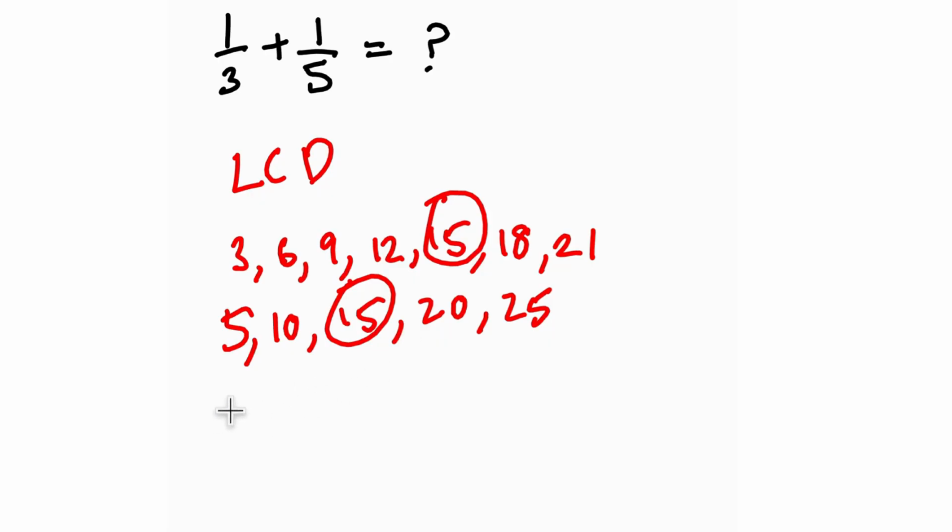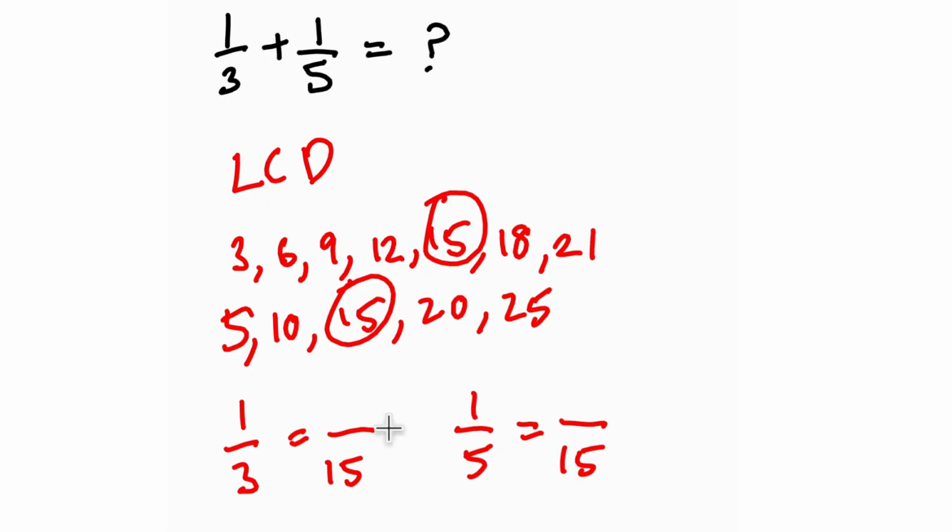So now what we have to do is make both of these fractions with a denominator of 15. So 1/3 is equal to what over 15? And 1/5 is equal to what over 15? So 1/3, 3 times 5 is equal to 15. So we do the same thing on top. 1 times 5 is equal to 5. So 1/3 with a denominator of 15 is 5 over 15. Same thing for 1/5. 5 times 3 is equal to 15. So 1 times 3 we have to do, which is 3. So 1/5 as a fraction with the denominator of 15 is 3 over 15.